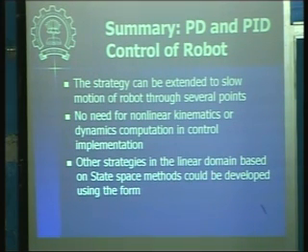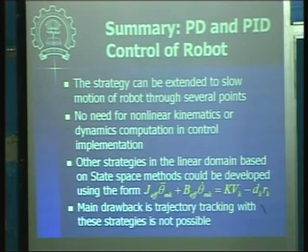And then you can use other strategies in the linear domain based on state space tools. We will not go through these strategies, but I should mention that there are so many other strategies available in the linear domain. We can plug in those strategies and apply them to this linear form of the robot manipulator equations with disturbance. And the main drawback is you cannot use this for trajectory tracking applications. So these control strategies are mainly for point to point control.